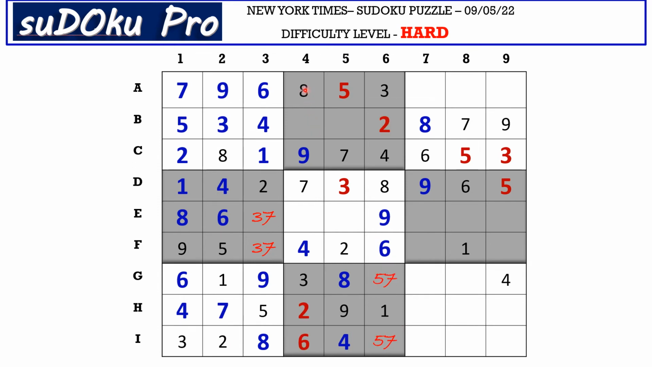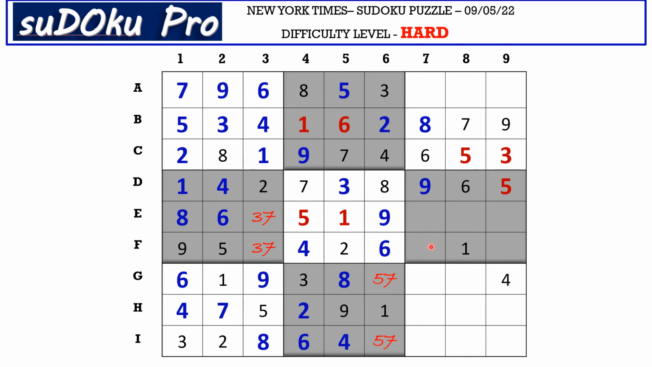Now in column 4, there are only 2 empty cells and the missing numbers are 1 and 5. There is a 5 blocking this cell. So B4 takes 1 and E4 takes 5. Now in this second block, the only missing number is 6. Now in this central block, the only missing number is 1.